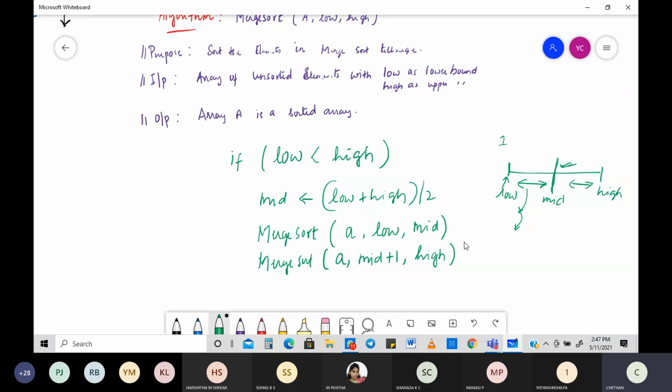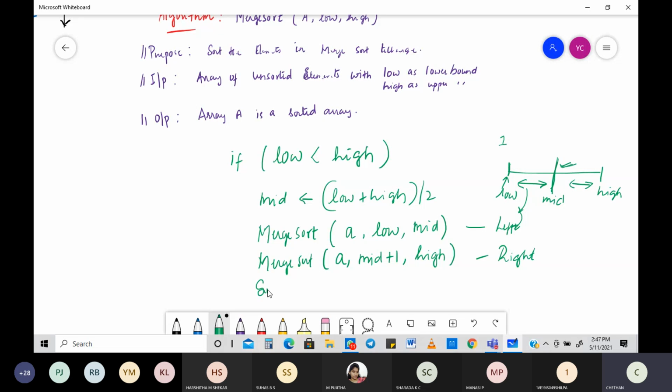Then what's the next thing? I need to sort of merge all these things, right? So this one is basically sorting the left part of it. This one is sorting the right part of it. Then after sorting everything over, you need to merge it, right? You need to merge it.